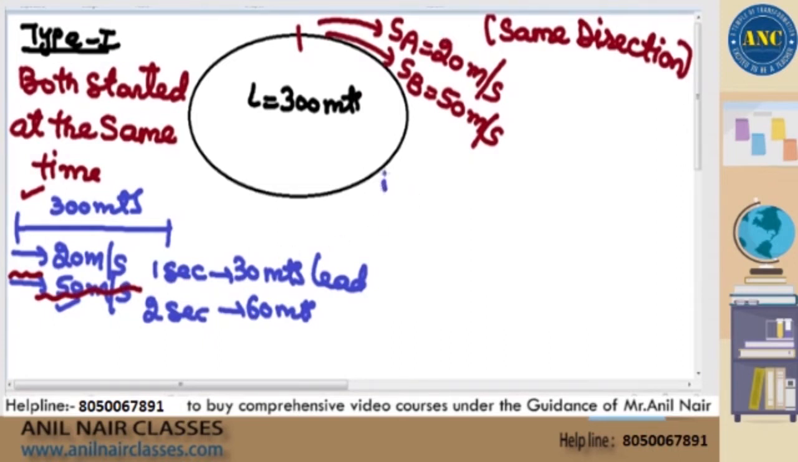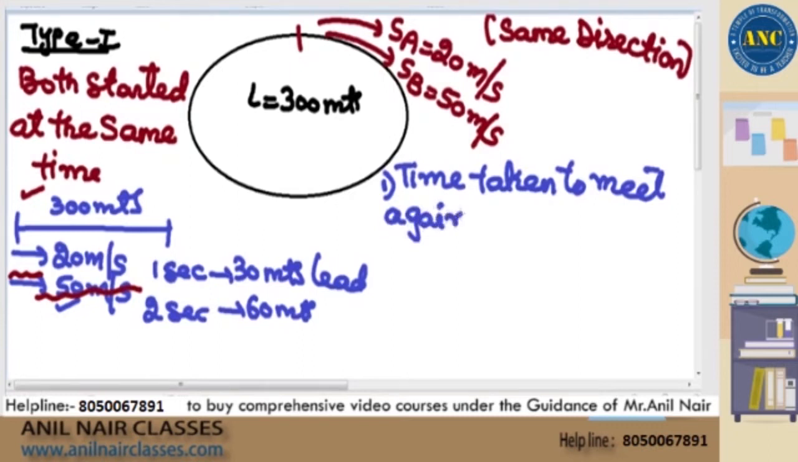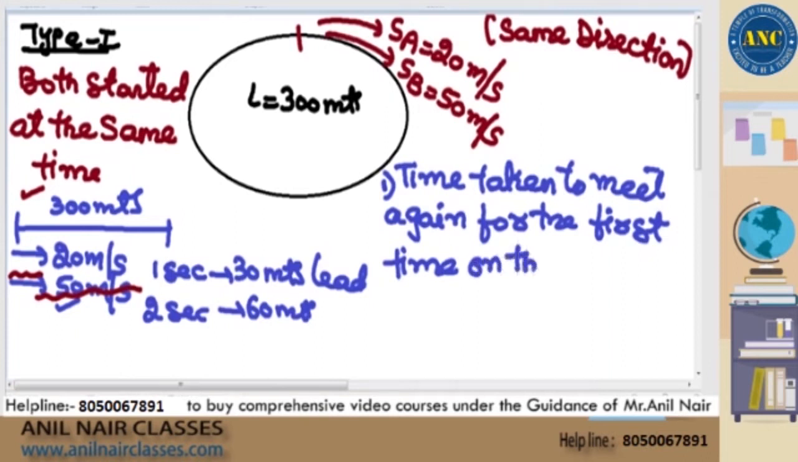First question. Listen carefully to the first 15-20 minutes, otherwise you will use stupid formulae which are not required. First question, time taken to meet again for the first time on the track. Please write down. Right from the basics, we'll go to intermediate level, then advanced level.